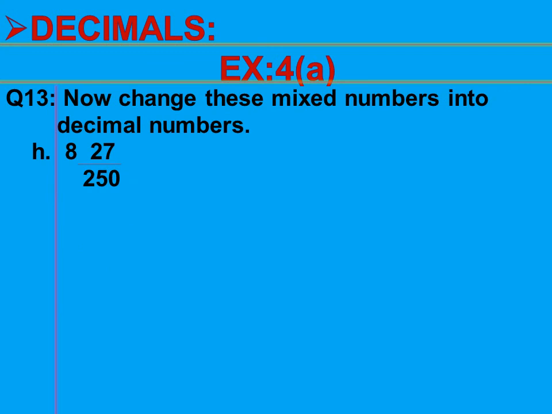Now we will do part G of this question number 12. In part G, dear students, we have the fraction 71 divided by 250. Now dear students, we have 250 in the denominator, which is not 10 or a multiple of 10. So first we will make it 10 or a multiple of 10. Now let's see to which number we will multiply.